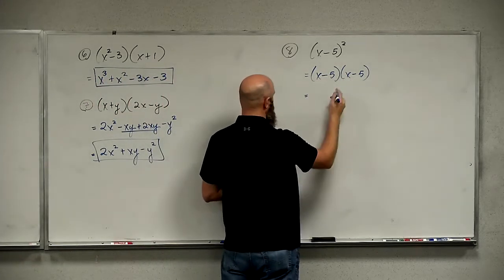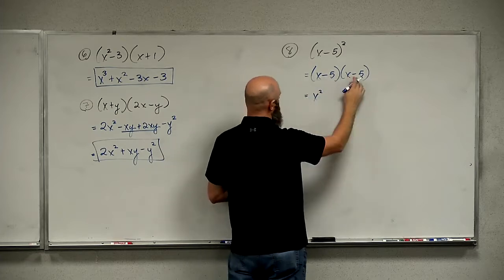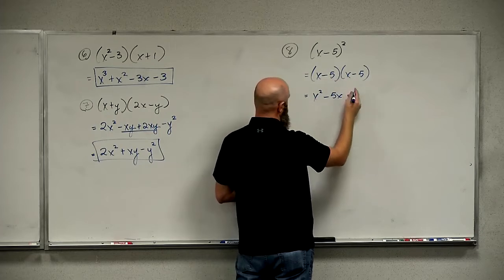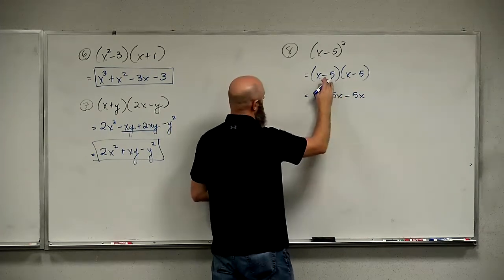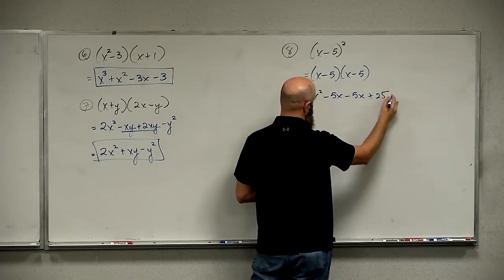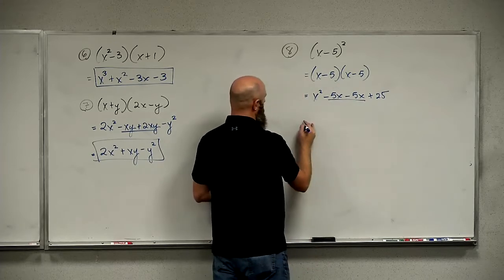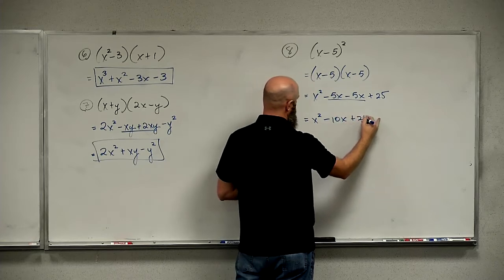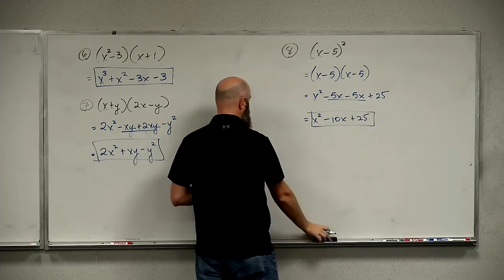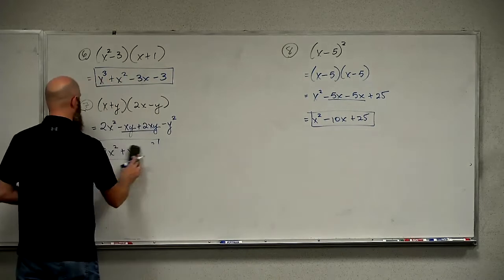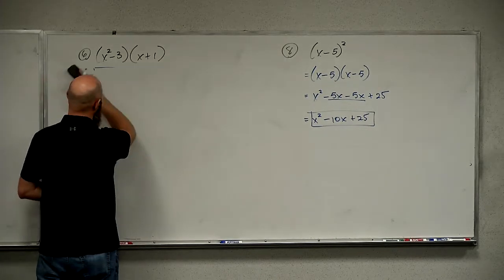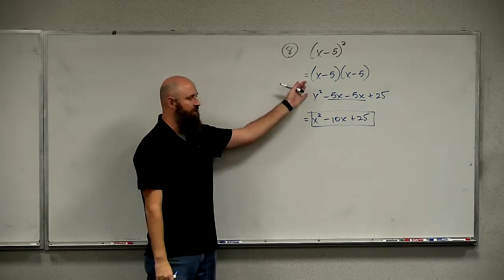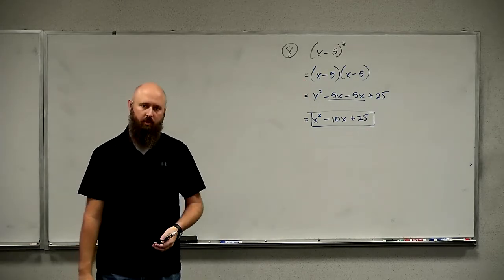So x times x is x squared. X times negative 5 is negative 5x. Negative 5 times x is negative 5x. Negative 5 times negative 5 is a positive 25. We have like terms. Negative 5 minus 5 is a negative 10x plus 25. So we can see that we end up with a trinomial as our final answer. Okay, so I highly, highly recommend you write that down so that you know that you're doing the problem correctly.